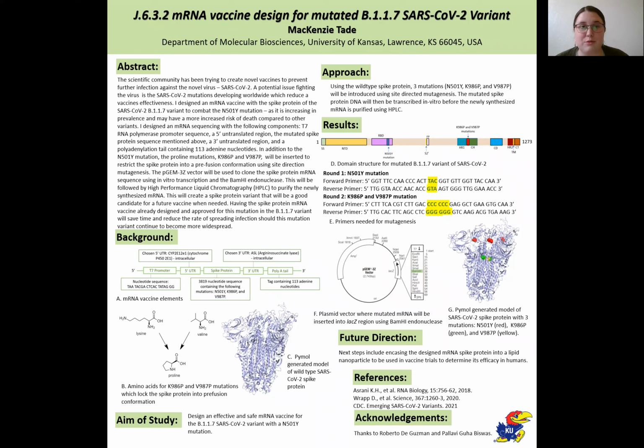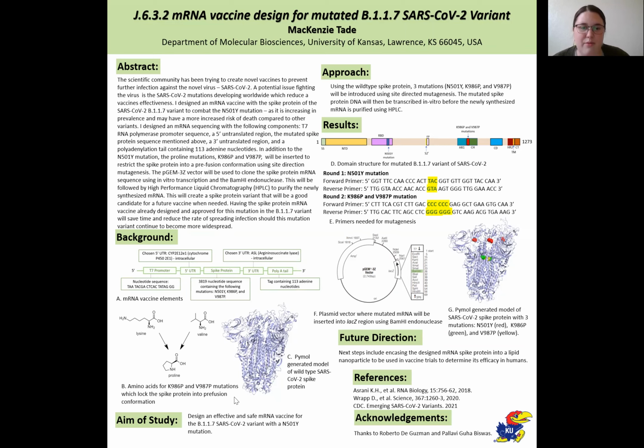So, one of the best ways to fight novel viruses and any virus in general is by creating a vaccine. And so, as we can see in the background, these are the vaccine elements that I included in my vaccine. I started with a T7 promoter for the T7 RNA polymerase to bind and start transcription of the mRNA. I have a 5' UTR sequence, the actual mRNA spike protein, 3' UTR sequence, and then the poly A tail, which is critical to prevent degradation of the mRNA.